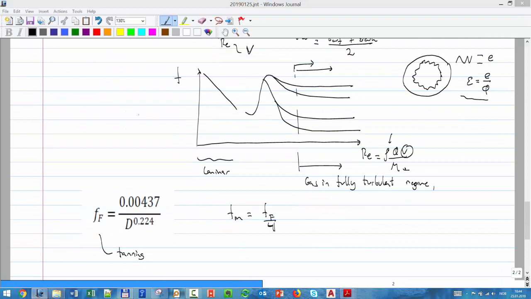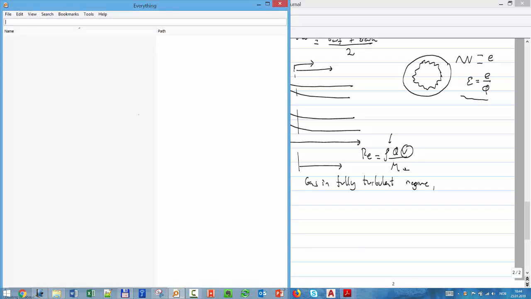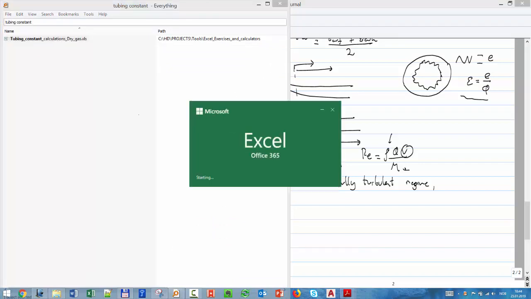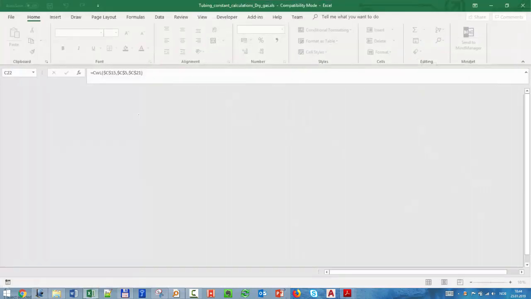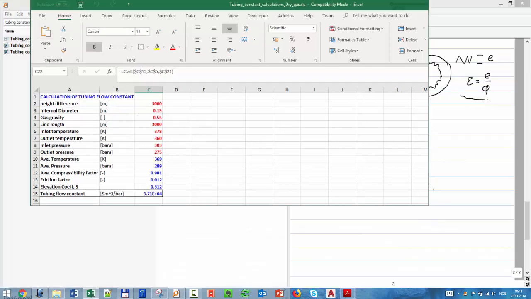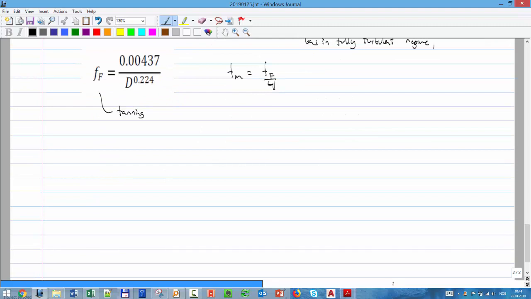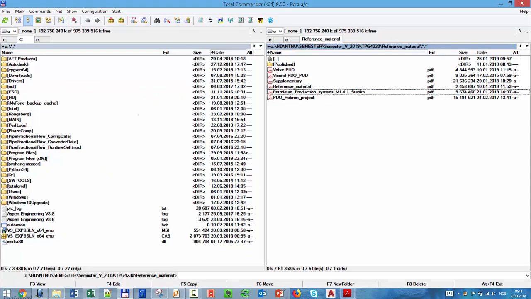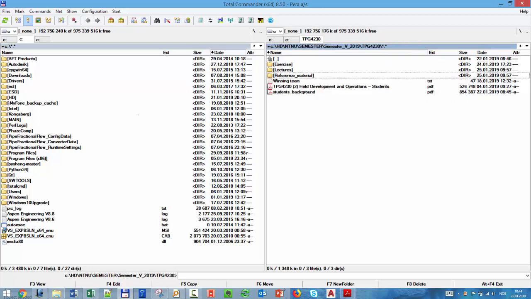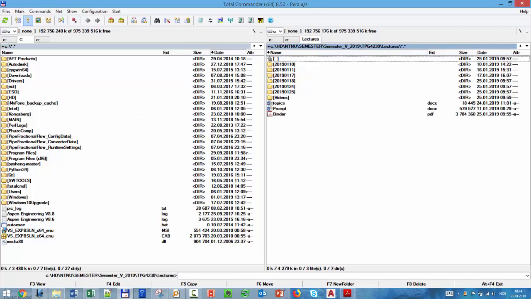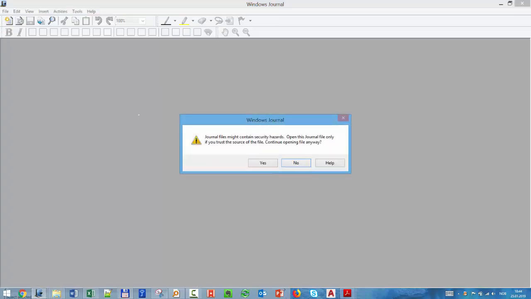For those of you that are interested, I think I have a calculator for the tubing constant. But we are not going to use it here in class. It's just to show you, so you have all the parameters you need. Okay, that we didn't talk about. The equation ends up looking like that.